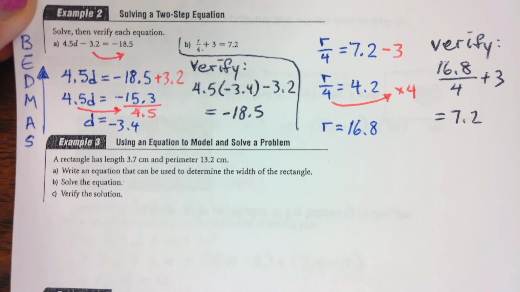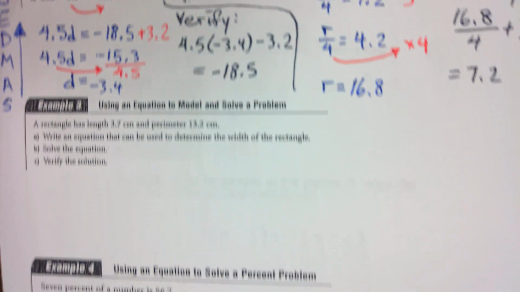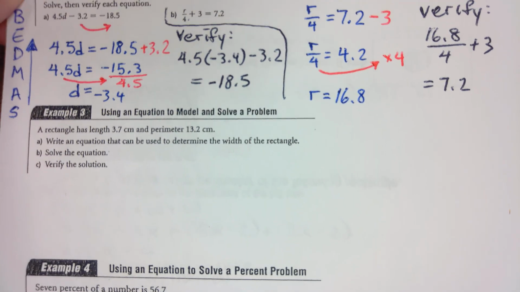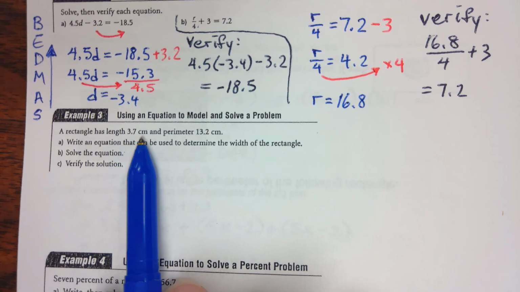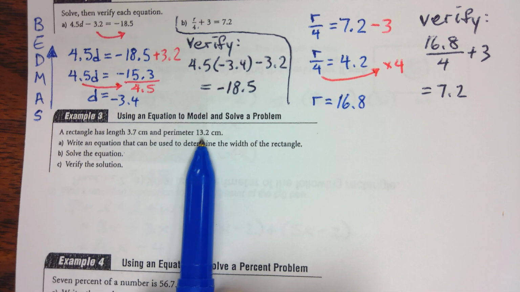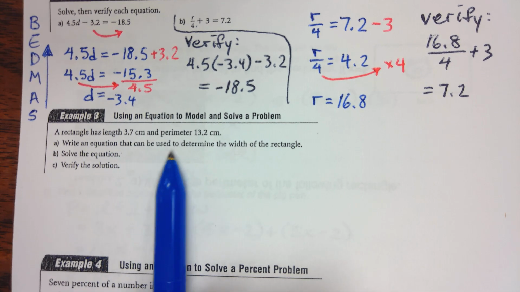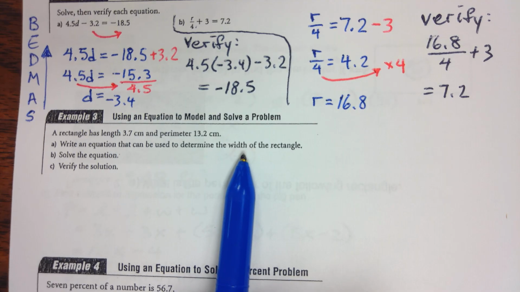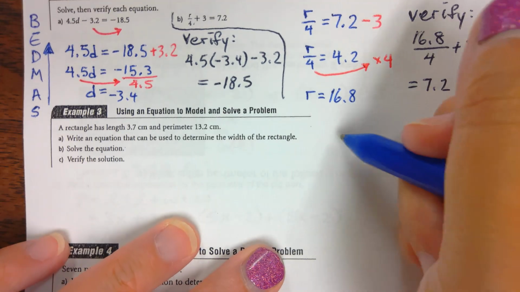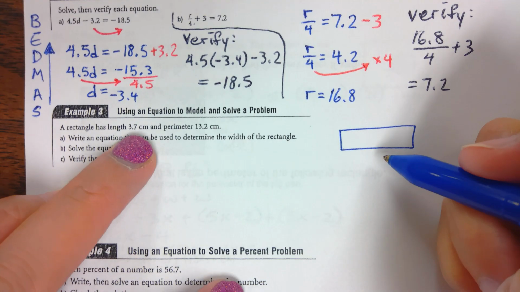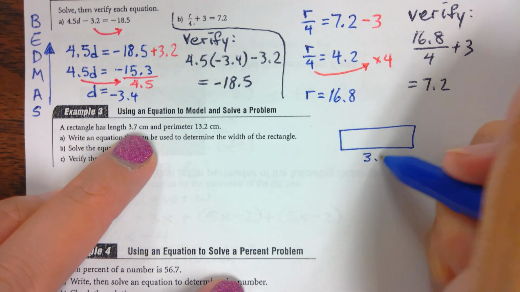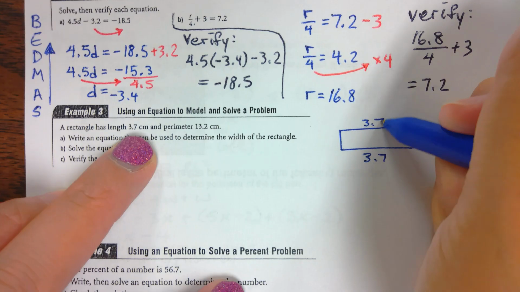Okay. Example 3, using an equation to model and solve a problem. So a word problem right here. A rectangle has length 3.7 and a perimeter of 13.2. Write an equation that can be used to determine the width of the rectangle. Okay, so let's draw our rectangle. I know that the length is 3.7, 3.7, 3.7.